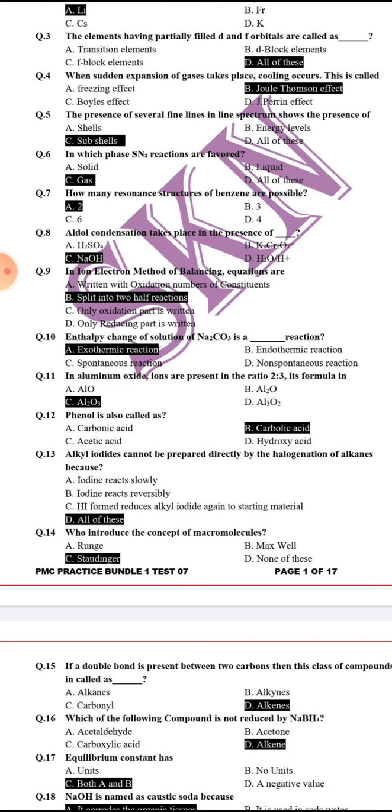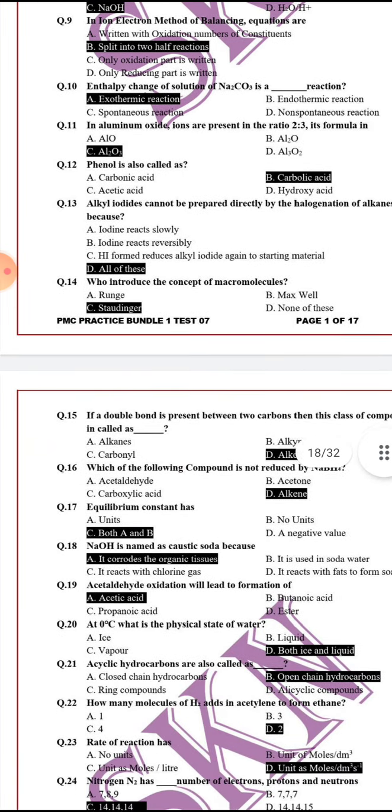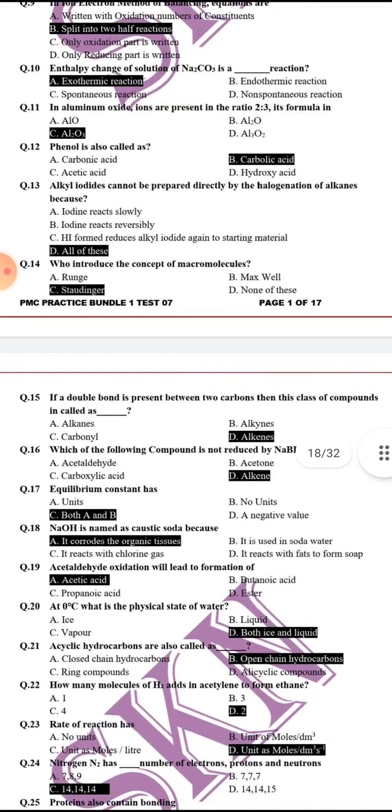Who introduced the concept of macromolecules? We know that the concept of macromolecules was introduced by Staudinger. Okay, Charlie option. Here is the book line. There is no concept in this MCQ.